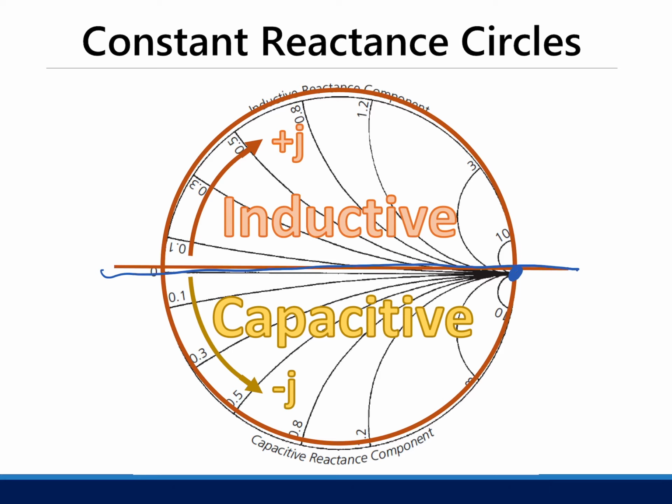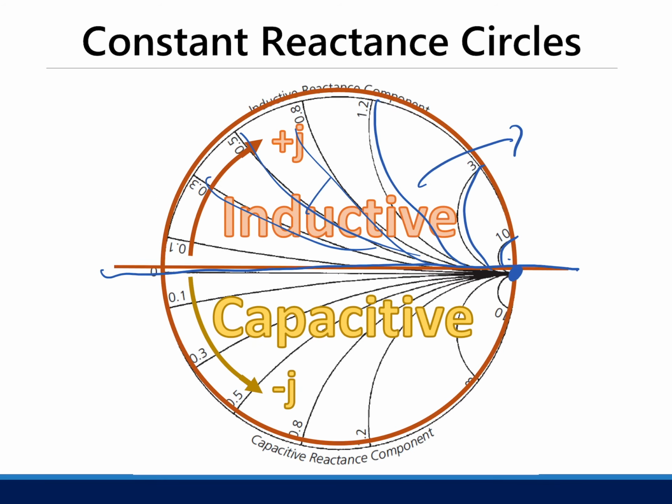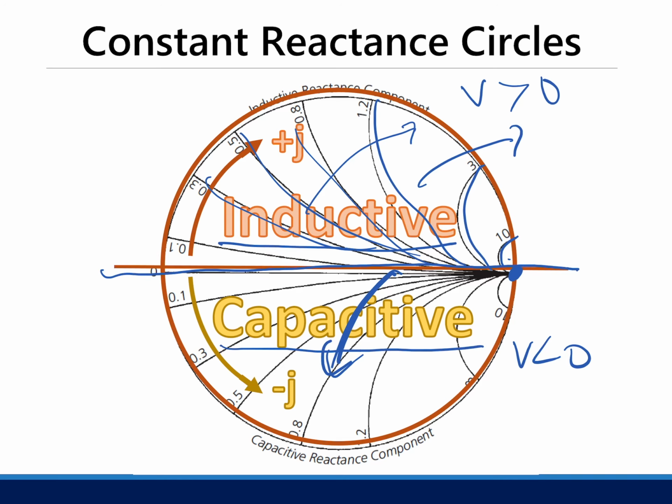Anything in between would be defined by these circles right here. Anything on the top half of the unit circle is inductive, since the imaginary part of your reflection coefficient, V, greater than 0, corresponds to an inductor. And anything in the lower semicircle corresponds to V less than 0. That means your device is capacitive.